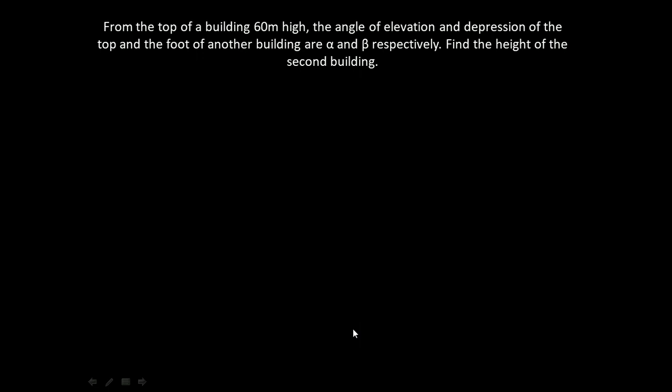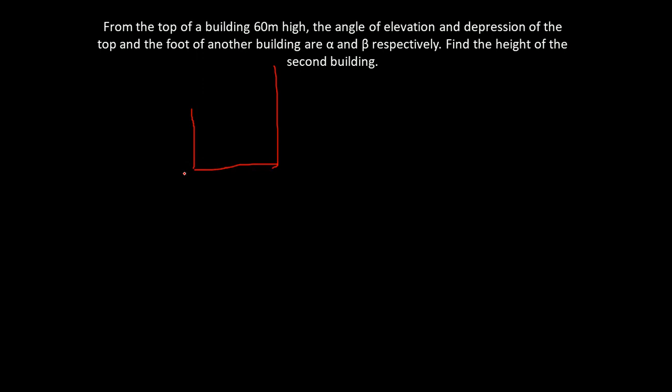Another question is, from the top of a building 60-meter high, the angle of elevation and the depression of the top and foot of another building are alpha and beta respectively. Find the height of the second building. So there are two buildings. We have one building, this one, and we have another building, this one.